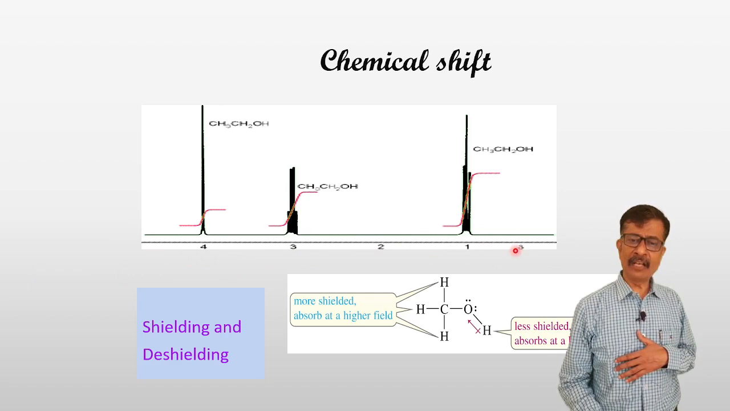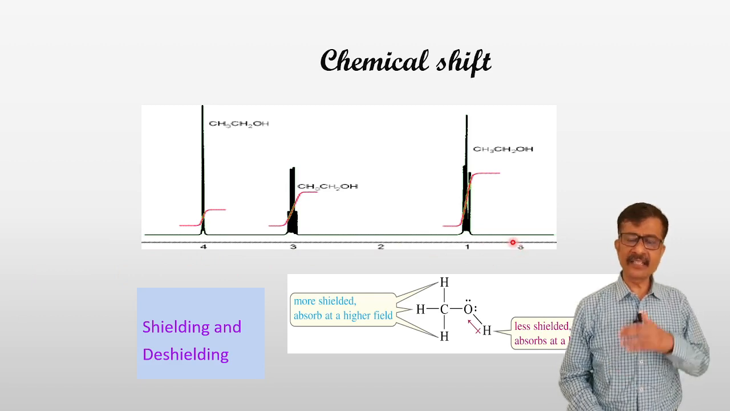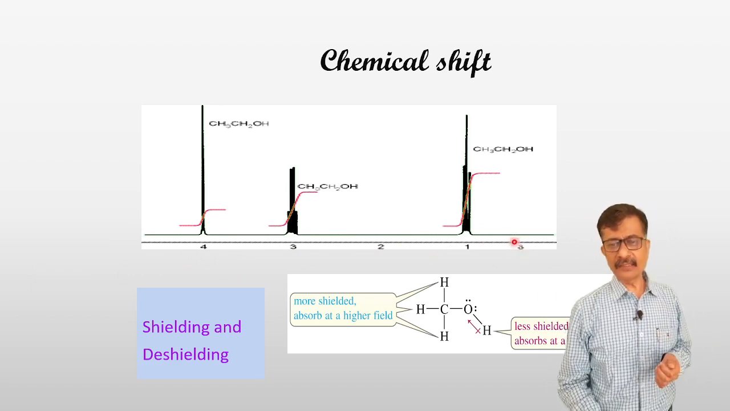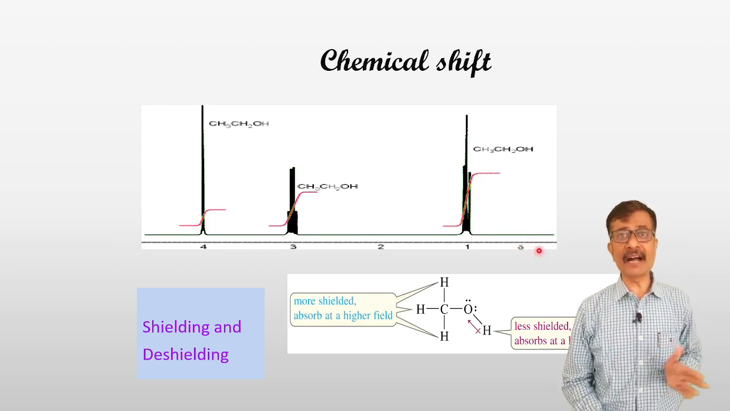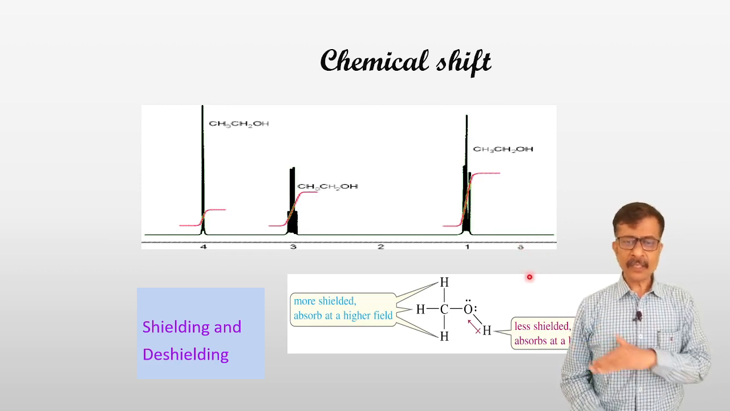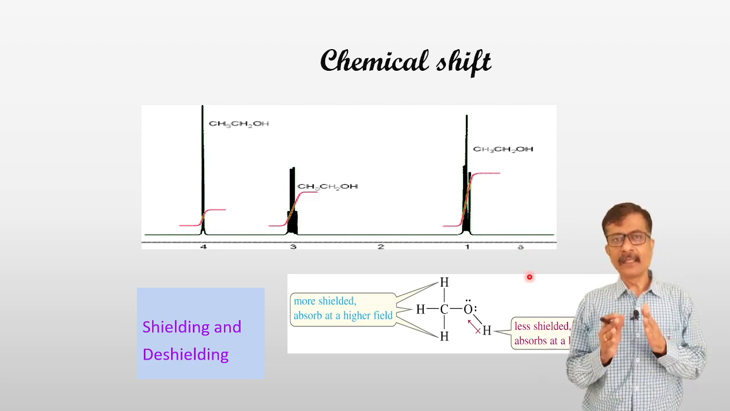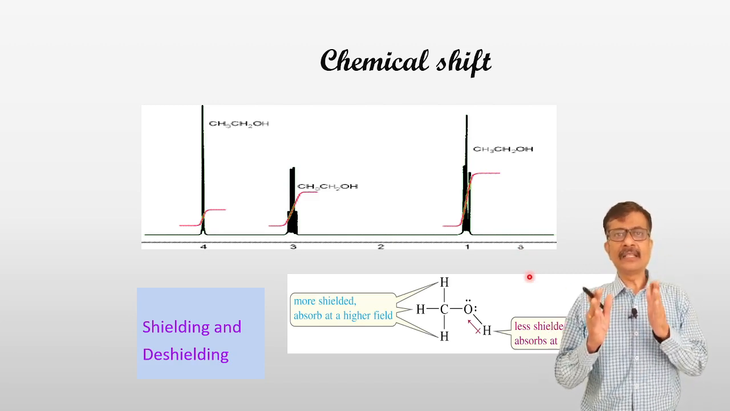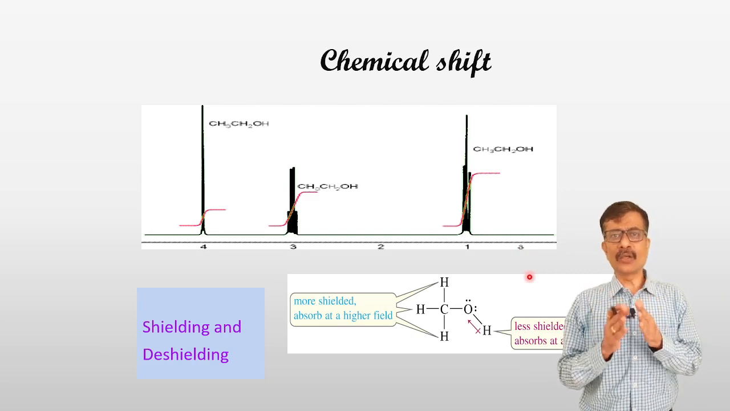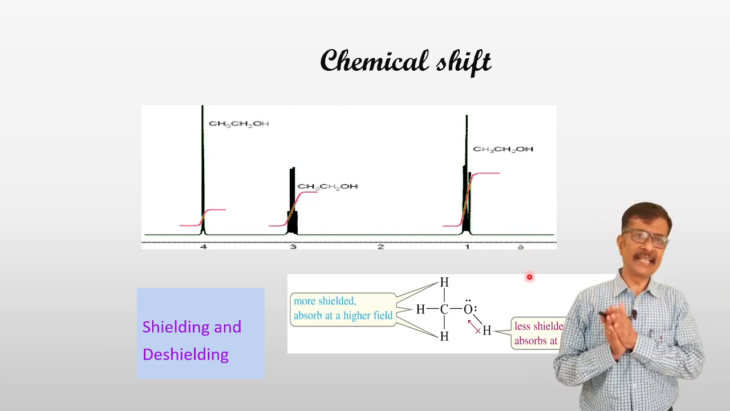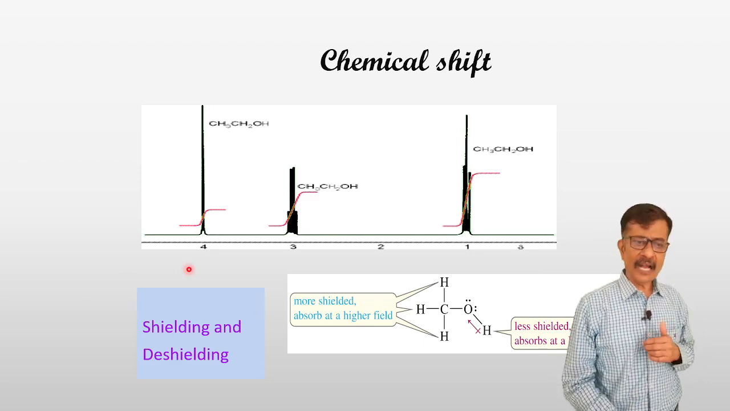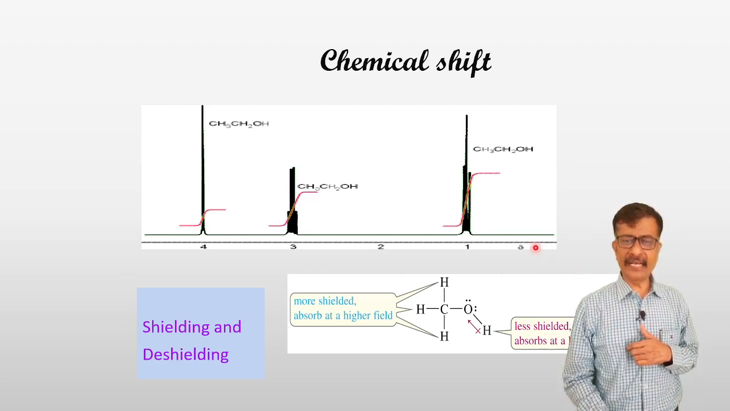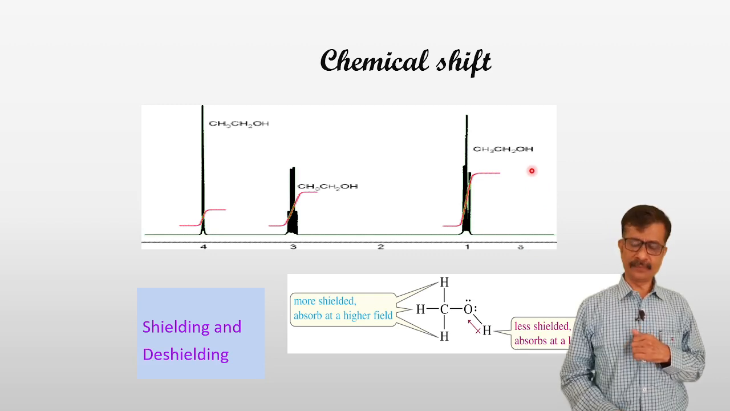This is the delta value of the internal standard. It is considered 0 because it appears as a peak at the highest applied magnetic field, that is, upfield. Because all these 12 protons of tetramethylsilane, that is the internal standard, are shielded, they need a higher applied magnetic field, and the delta value of that is considered 0.